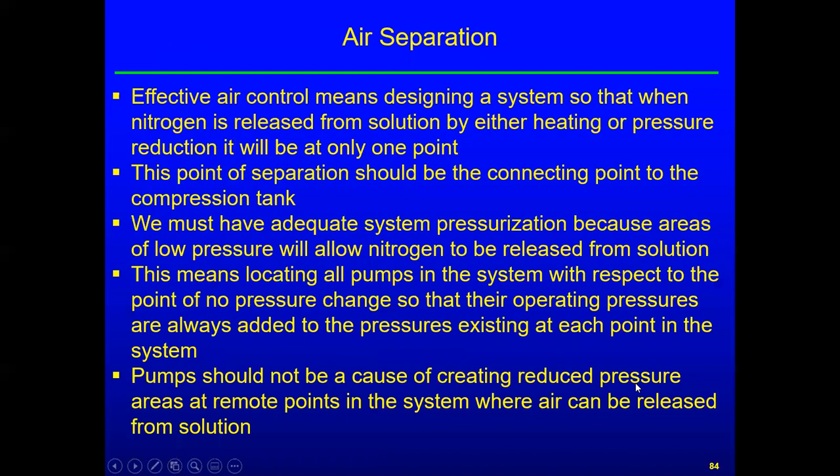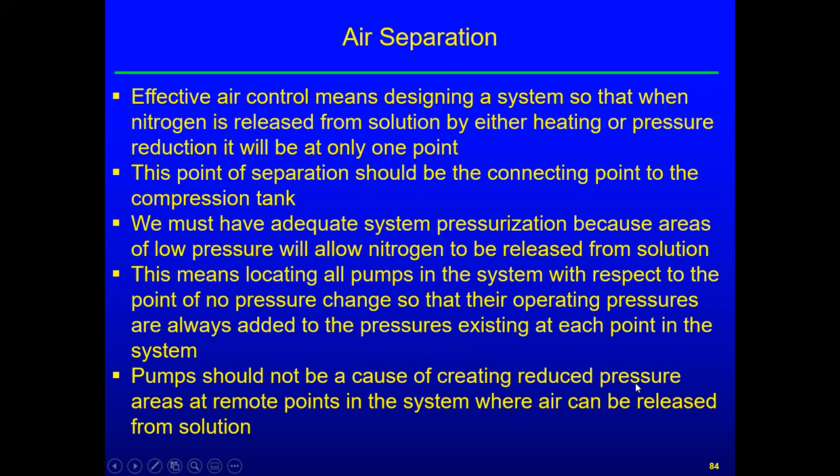Okay. Effective air control means designing a system so that when nitrogen is released from solution, either by heating or pressure reduction, it will be at only one point. That's what we'd like. We like it to come out here and then we separate it out here and we get it up to the compression tank, or if we have automatic air vents, you know, there might be some venting going on. Okay. This point of separation should be the connecting point to the compression tank.